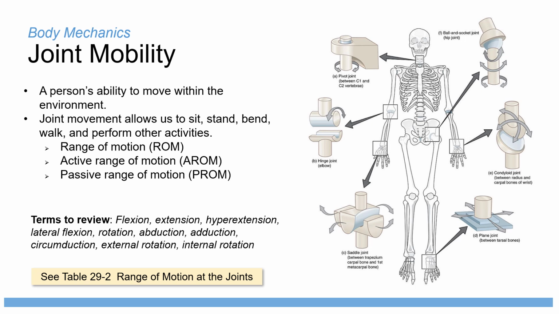So some terms to review: flexion, extension, hyperextension, lateral flexion, rotation, abduction, adduction, circumduction, external rotation, and internal rotation. So these are all the ways that these joints flex. And you can refer to Table 29.2, range of motion at the joints, for a better explanation of each of those movements.